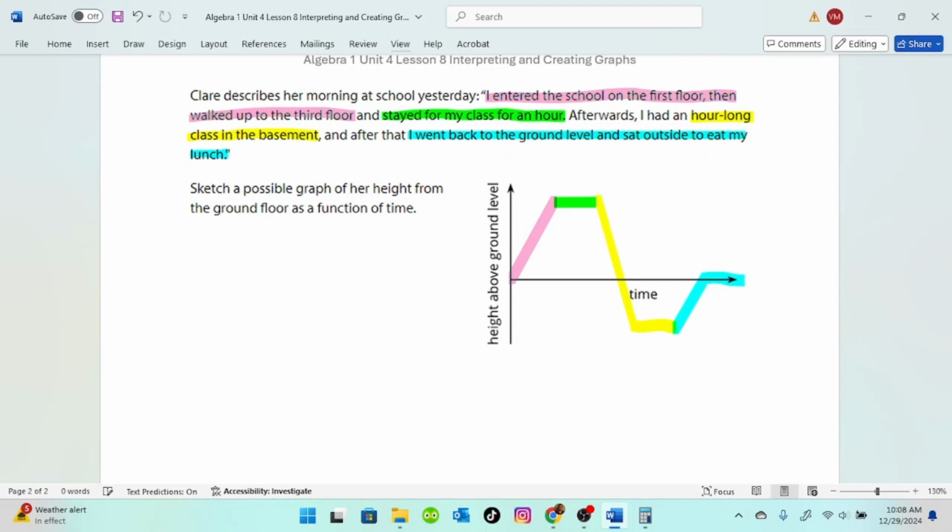The yellow line shows her go from her class on the third floor down to a class in the basement below ground level and stay there for an hour. And then the blue line shows her go back up to the ground level and then sit outside to eat her lunch. So this is a possible graph that would represent this situation.